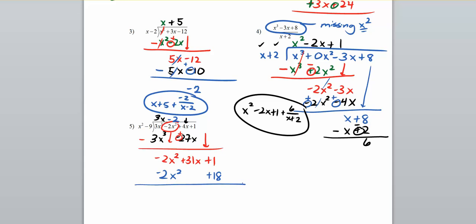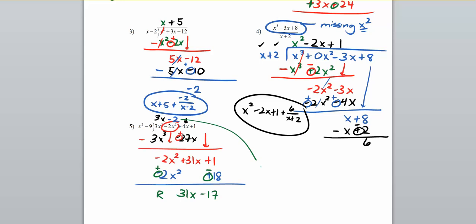So I'm going to draw my line, change my sign. When I change my sign, I would usually like to circle them, actually change my sign. This is going to be changed. Just drop down the 31x. 1 minus 18 is negative 17. Now that's my remainder. Here's the reason why it's my remainder. I can't put x squared into an x. Okay, I can't do any more division. So once you can't do any more division, this is going to be my remainder.